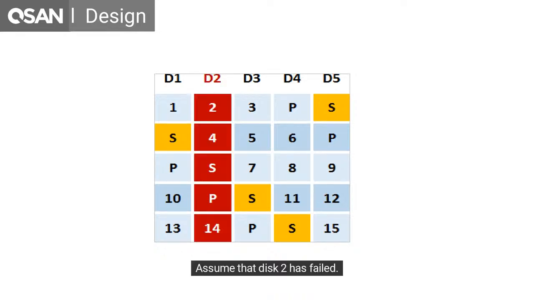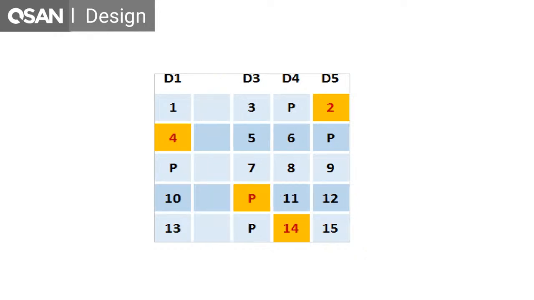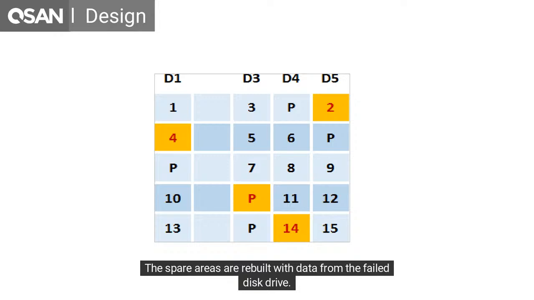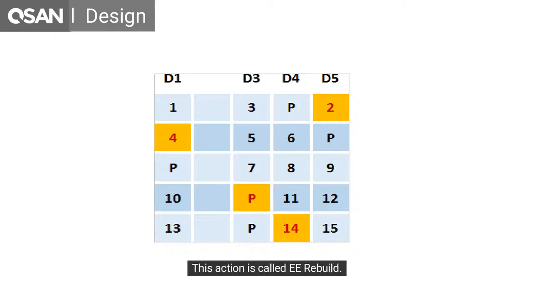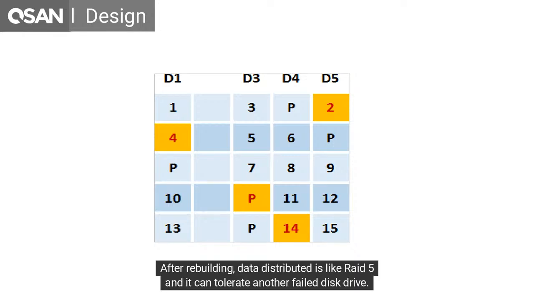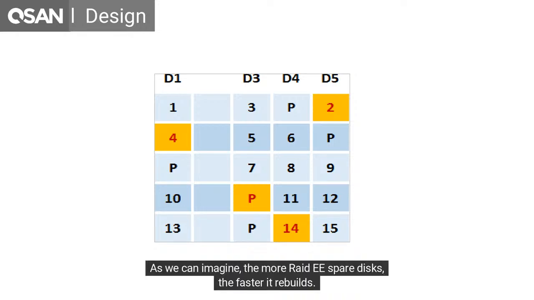Assume that disk 2 has failed. RAID 5E is under degraded mode. The spare areas are rebuilt with data from the failed disk drive. This action is called EE rebuild. After rebuilding, data distribution is like RAID 5, and it can tolerate another failed disk drive. As we can imagine, the more RAID-E spare disks, the faster it rebuilds.